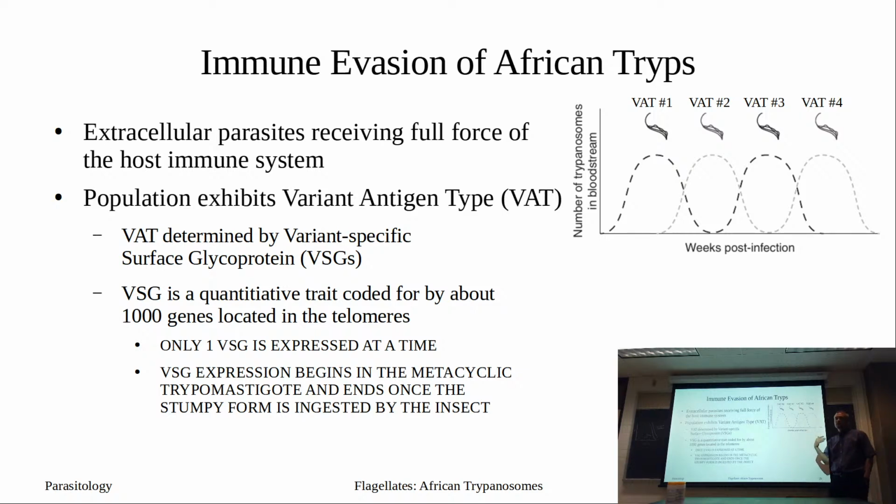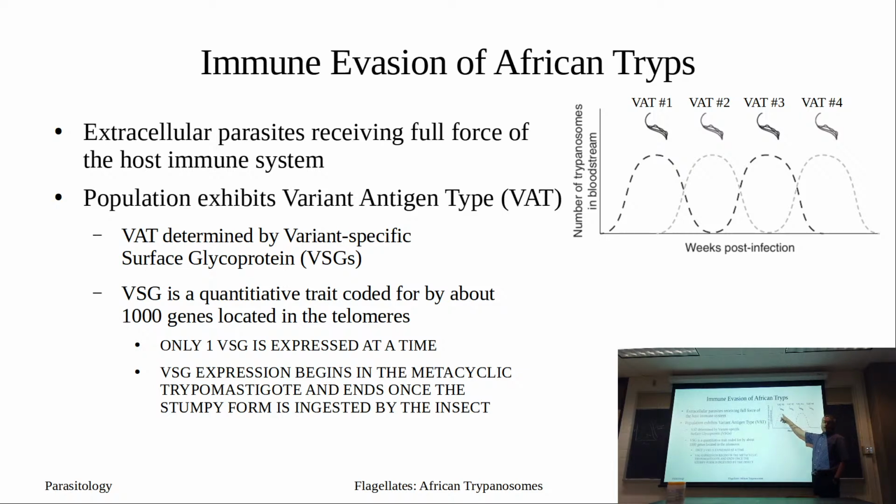You have many different loci that determine how tall you'll be. Well, that's the same thing with the VSGs. You've got easily 1,000 genes that go into coding this specific VSG. And they're in the telomere region, which seems strange, right? But if you're in the telomere region, you have a lot of chances of rearrangement happening, producing new combinations of those VSGs. So what happens is you have only one VSG expressed at any one time in our population.